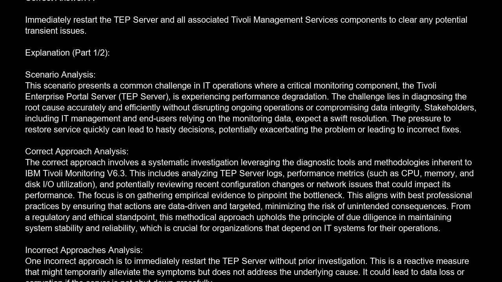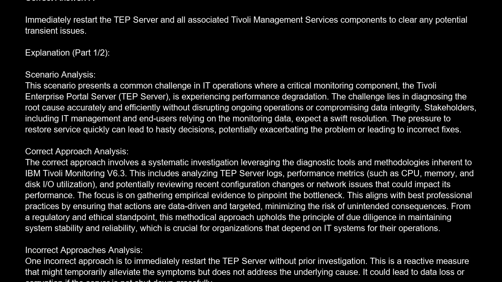Explanation. Scenario analysis. This scenario presents a common challenge in IT operations where a critical monitoring component, the Tivoli Enterprise Portal Server, TEP server, is experiencing performance degradation. The challenge lies in diagnosing the root cause accurately and efficiently without disrupting ongoing operations or compromising data integrity. Stakeholders, including IT management and end users relying on the monitoring data, expect a swift resolution. The pressure to restore service quickly can lead to hasty decisions, potentially exacerbating the problem or leading to incorrect fixes.